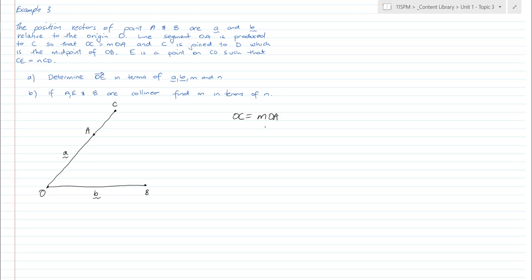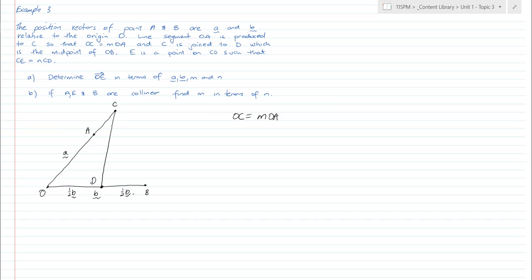C is joined to D, which is the midpoint of OB. So the midpoint is probably about here. So I'll call that point D. And C is joined to D there. That's the midpoint of OB. So this is a half B. I'm just going to put all the stuff on the diagram now so I remember this. That's a half B. D is a midpoint of OB.